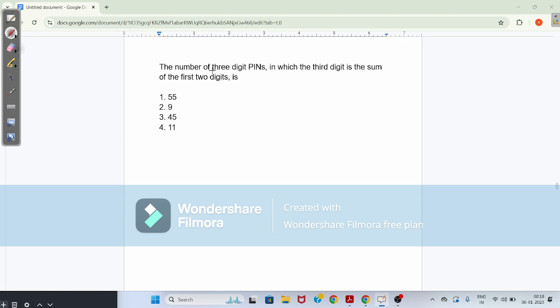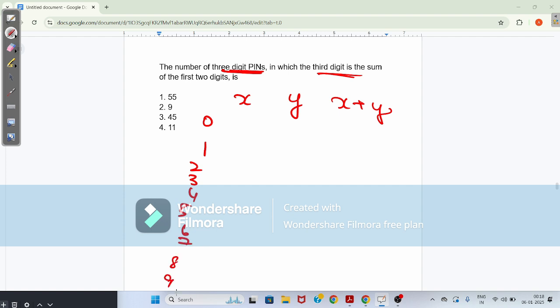Now, the number of 3-digit pins in which the third digit is the sum of the first 2 digits has to be found. Consider the 3 digits x, y and x plus y. The digits will be 0 1 2 3 4 5 6 7 8 9. Now consider 0: if the first digit is 0, this gives 0. If it is 1 and 0, consider 1 0 and 0 1. When you consider these two, you get 1 1.